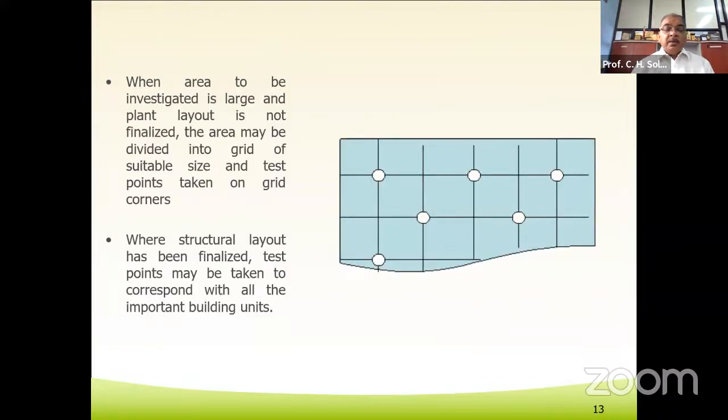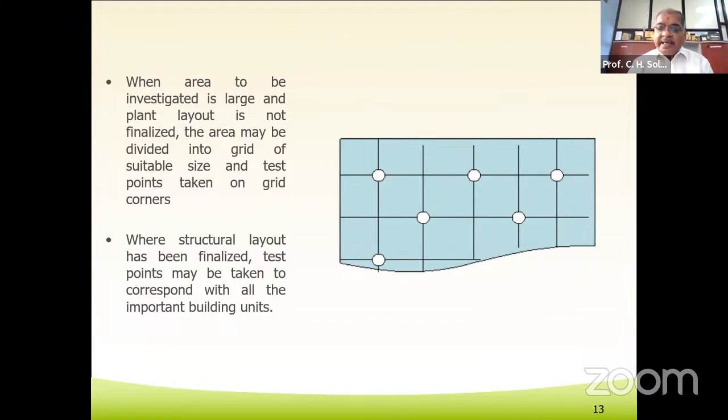Here, when the area to be investigated is large and plant layout is not finalized, the area may be divided into a grid of suitable size and test points taken on grid corners. So whenever you are dealing with a large area, you have to divide it into a number of grids, and the corners of the grids have to be selected as the points of boring.